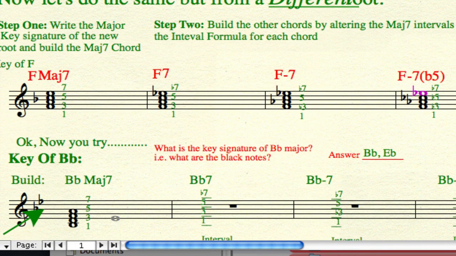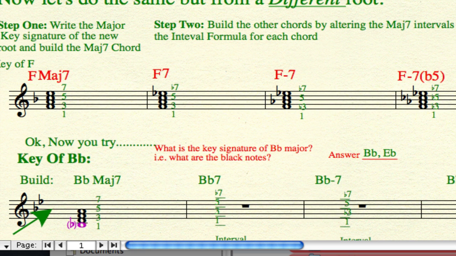Okay, now we try another key. You try this one now. So key of B flat, what's the key signature? 2 flats, B flat and E flat, write it in. Build up your B flat major 7 chord. There it is. We have to remember, of course, that that is a B flat.